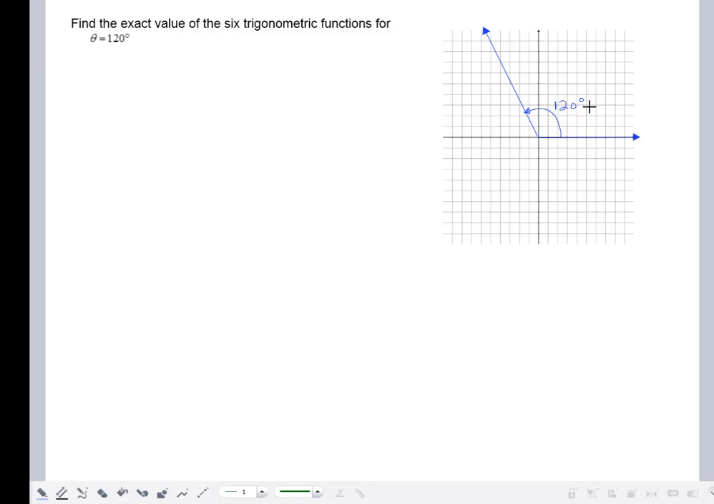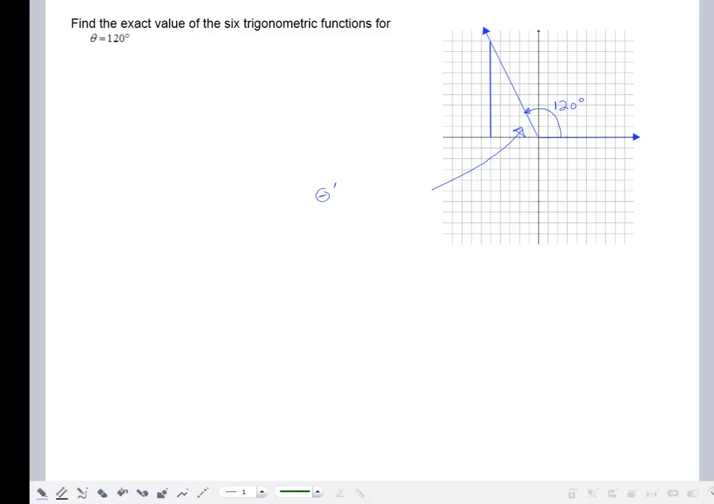The next step or thing we need to look for is what our reference angle would be. In order to do that, we need to draw our reference triangle, which is the triangle formed by dropping a perpendicular line down to the x-axis. Our goal here is to find that angle, which is our theta prime, reference angle.